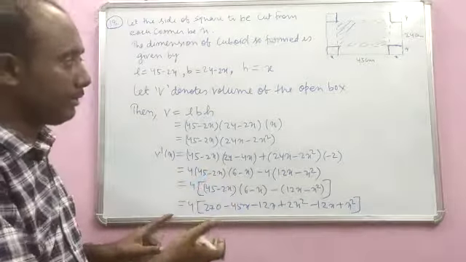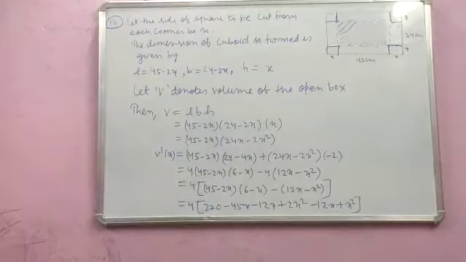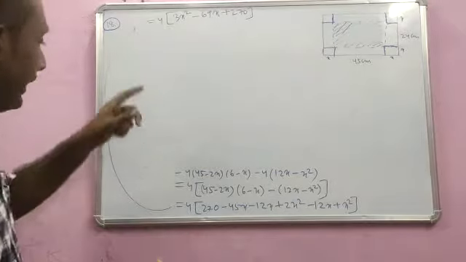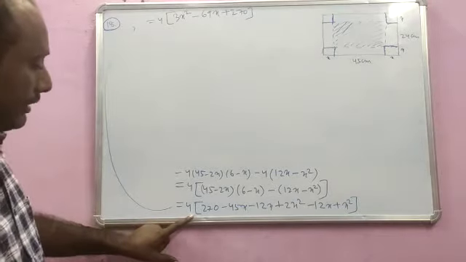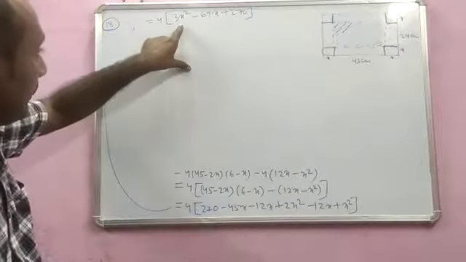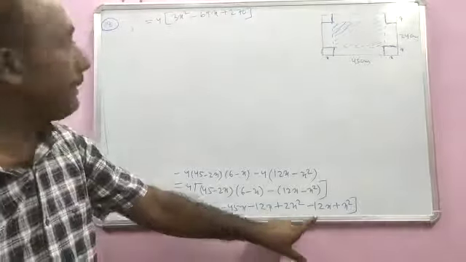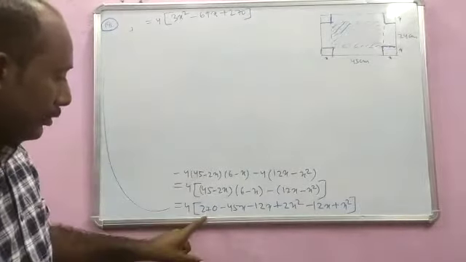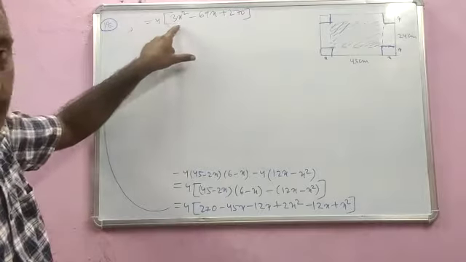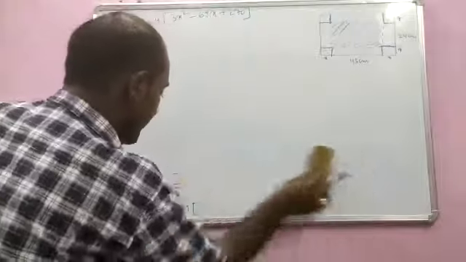Next we will do the calculation. For that I have to pause first. So here we are. If you do the calculation for this part, 4 times of 2x square plus x square will become 3x square, minus 45 minus 12, that will become minus 69x, and 270 is the constant. So this can be written as 4 times of 3x square minus 69x plus 270.